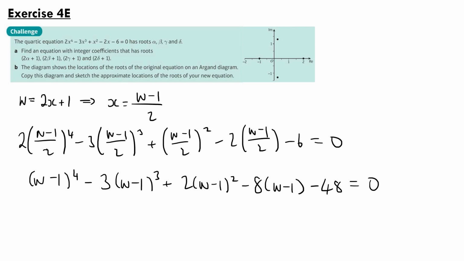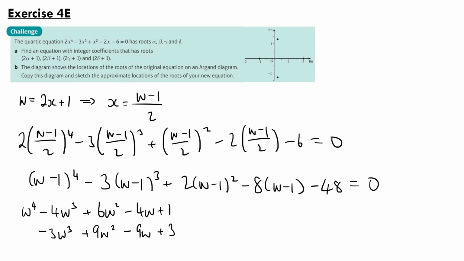That equals 0. And then using binomial expansion, very carefully, we have w to the power 4, take away 4w cubed, plus 6w squared minus 4w plus 1. Then we're going to have minus 3 lots of, so w cubed is the first term, so minus 3w cubed. Then the next term is minus 3w squared, so it's plus 9w squared. Then plus 3w, so minus 9w. Then minus 1 gives us plus 3. Then we've got plus 2 lots of w minus 1 squared, so that's plus 2w squared minus 4w plus 2.